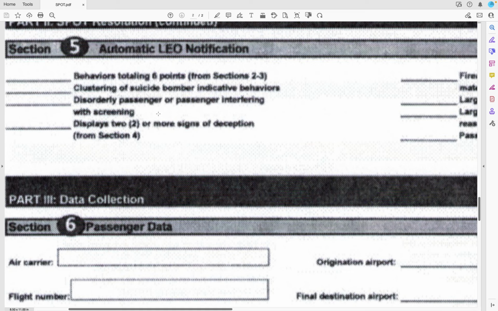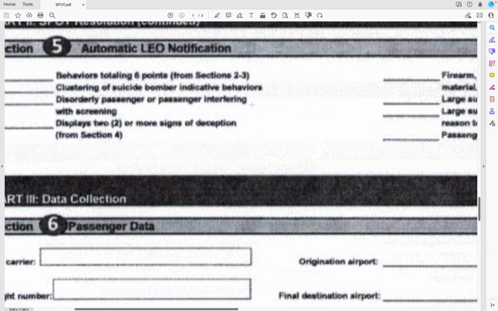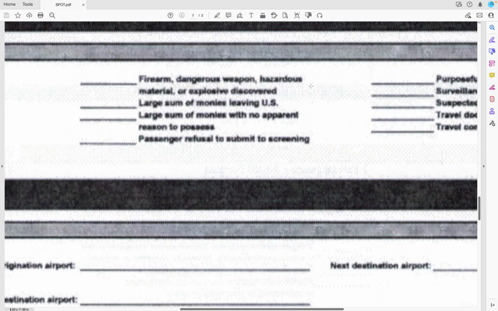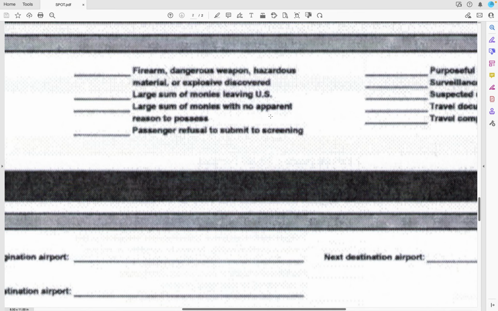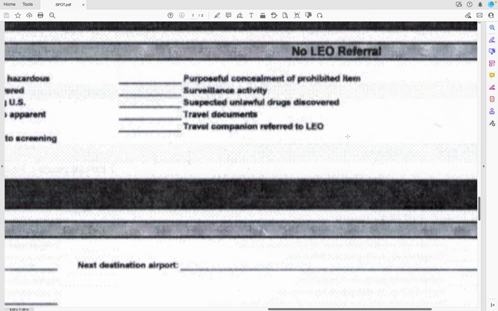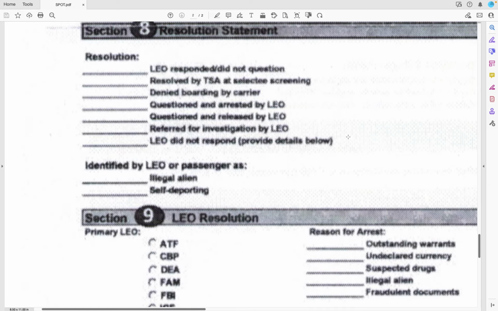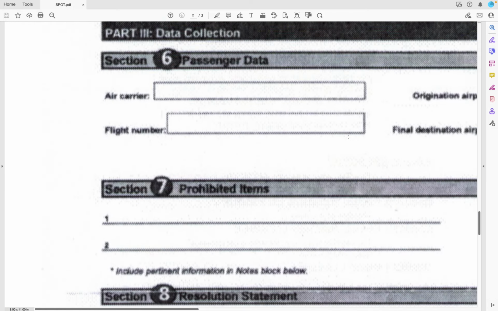If you're disorderly or interfering with screening, if you have two of the previous signs of deception, any kind of weapons or things like that, large sums of money, you refuse to submit to screening, purposeful concealment of a prohibited item, you're surveilling, you have unlawful drugs, something's wrong with your travel documents, or if you're traveling with someone and they get referred to law enforcement, then you're going with them as well. Okay, so these ones automatically get set. And then the rest of the document is sort of administrative.